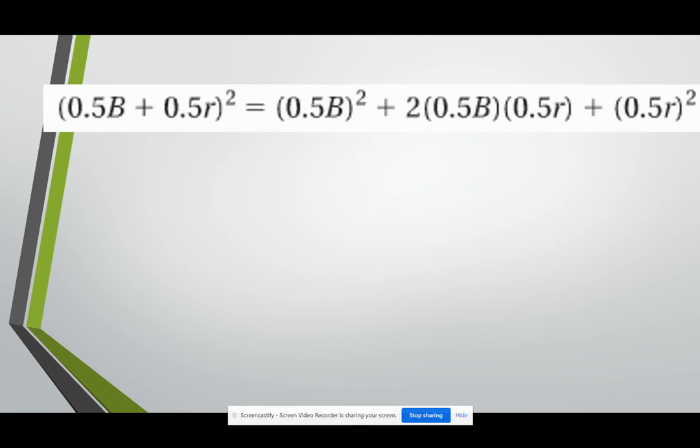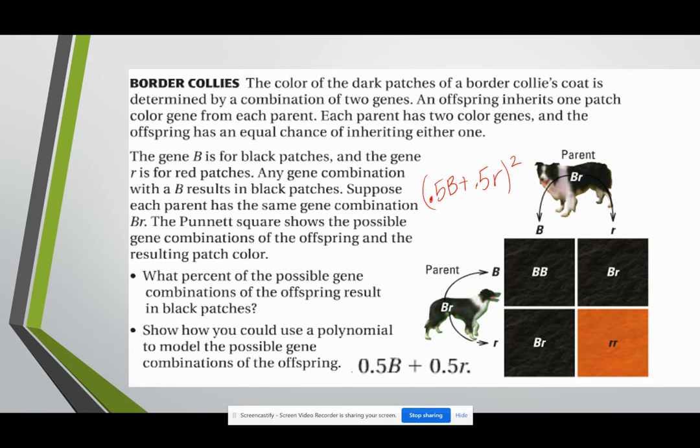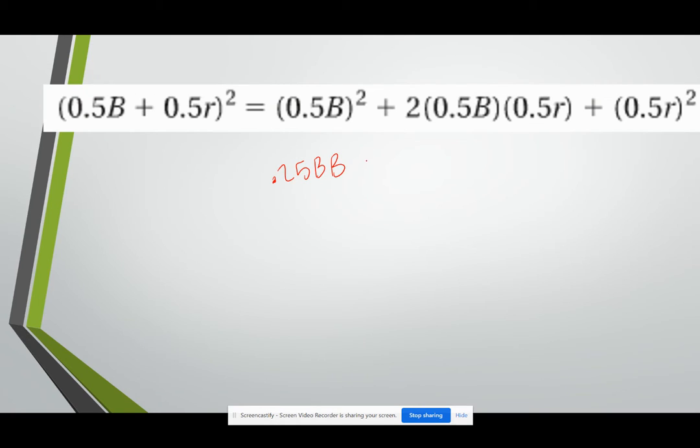If we do that in our polynomial version and use our special products rule, it becomes the first squared, which is 0.25 BB. I'm only writing it as BB because that's what it is on the other slide. This will become plus 0.5 BR, and this will become plus 0.25 RR. Normally we'd write this as B squared, R squared. However, this is the way that they determine the genes of the collie.